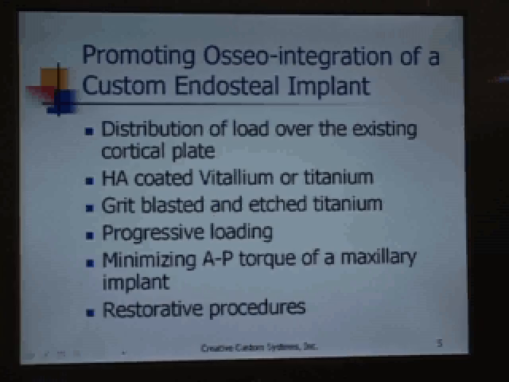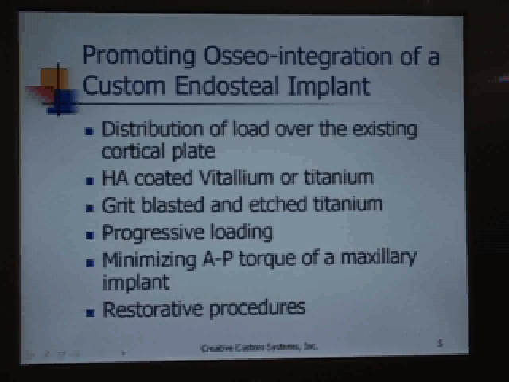Promoting osseous integration of the custom endosteal implant. The custom endosteal implant distributes the load over the existing cortical plate. This transfers the load to the bone over a longer and a wider distribution area than, say, a root form. The strongest part of the bone is the cortical plate, and that's where the custom endosteal implant transfers the load.